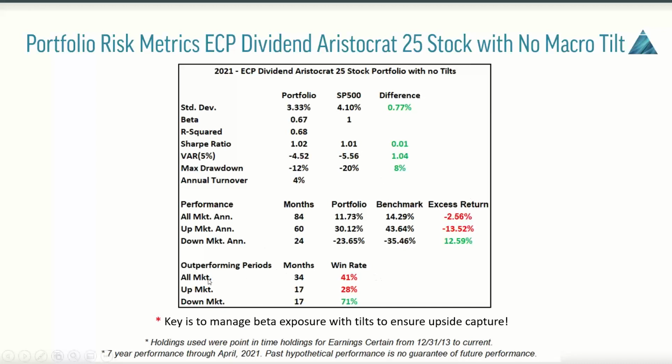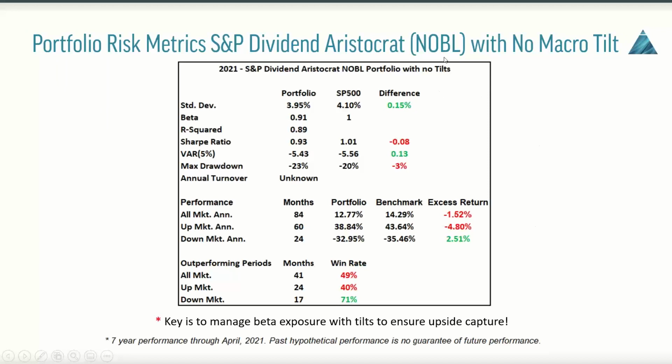Notice that the win rates here too for all market, up market, I like to color code anything less than a 50% in red. So you can see in the down market, we actually had 17 months of outperforming periods, which was a 71% win rate, which is actually pretty solid. It doesn't look much better when we look at NOBL. And what I want everybody to see here is, again, negative excess returns, struggles in the up market. The down market here, obviously much less.